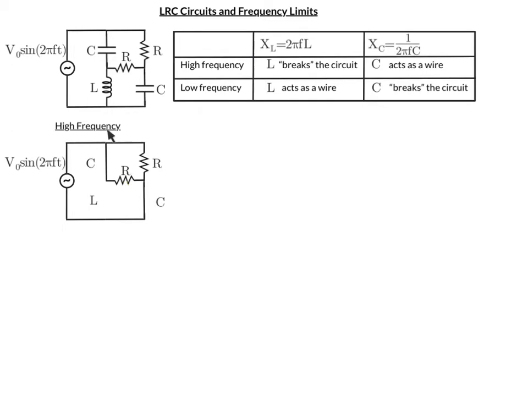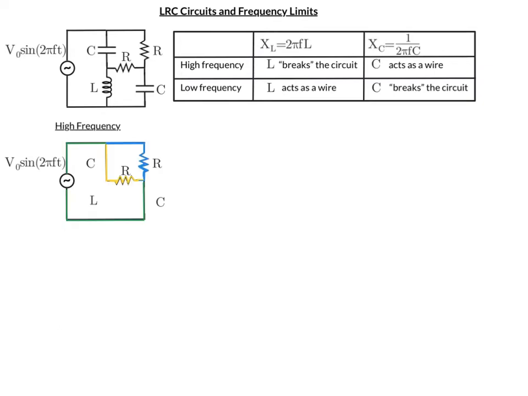Let's look at high frequency first. So at high frequency, the inductor breaks the circuit. So instead of an inductor, we're going to have a gap here. There won't be any current flow through the inductor at high frequencies. But at high frequencies, the capacitor acts as a wire. So instead of having a capacitor here and there, we're going to replace them by plain wires. So here we have the wires that let current through unimpeded.